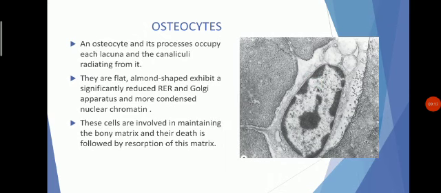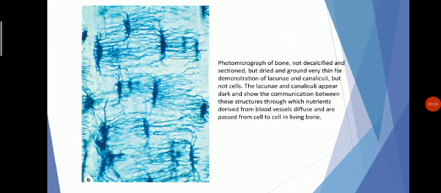An osteocyte and its processes occupy each lacuna and the canaliculi radiating from it. This is called canaliculi. These flat, almond-shaped cells exhibit a significantly reduced rough endoplasmic reticulum and Golgi apparatus and more condensed nuclear chromatin. These cells are involved in maintaining the bony matrix, and their death is followed by resorption of this matrix.